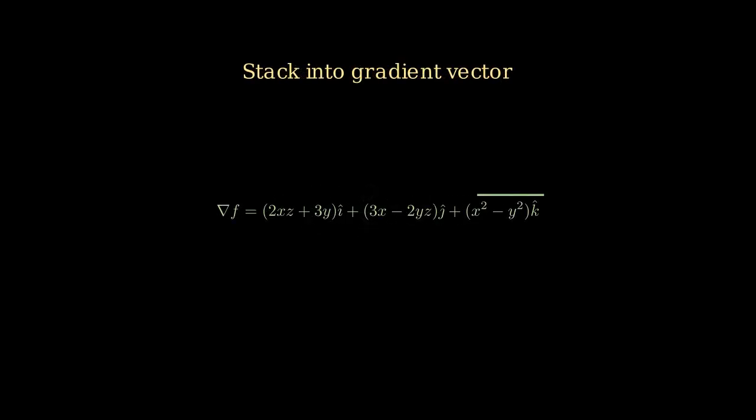Stacking these together, the gradient of f equals the quantity 2xz plus 3y i hat plus the quantity 3x minus 2yz j hat plus the quantity x squared minus y squared k hat.